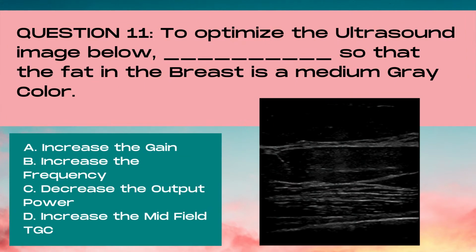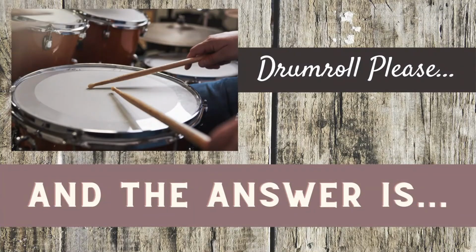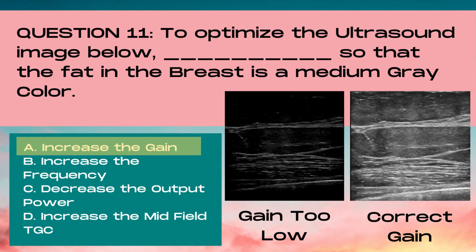Question 11. To optimize the ultrasound image below, blank so that the fat in the breast is a medium gray color. A, increase the gain. B, increase the frequency. C, decrease the output power. Or D, increase the midfield TGC. And the answer is A, increase the gain. When the gain is set too low, the image is too dark and you cannot distinguish tissues and structures from each other. Ideally, the gain should be set so that the fat in the breast is a medium gray color.